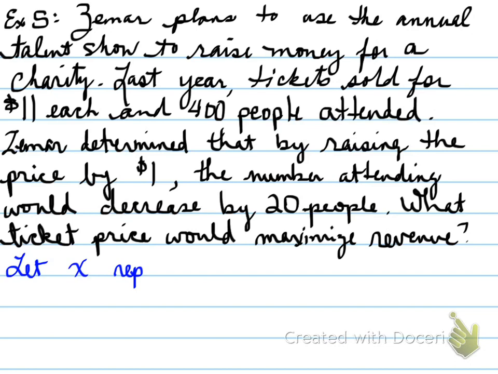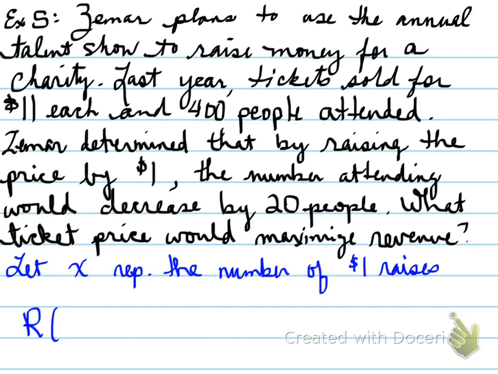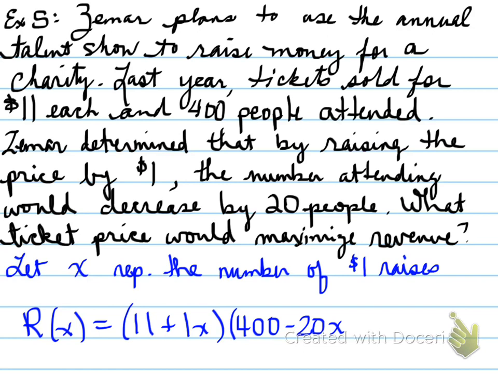Well, the thing that's changing here, so the variable, the idea that something's changing, and you learned these type of formulas in both grade 10 and in grade 11, we let x represent the number of $1 increases or raises. So the revenue function is equal to, as you know, to gather revenue, you must have a ticket price and multiply it by the number of tickets. So we have a ticket price of 11 plus 1x times the number of tickets sold, which will be 400 tickets, and you lose 20 tickets for every $1 you increase the price.